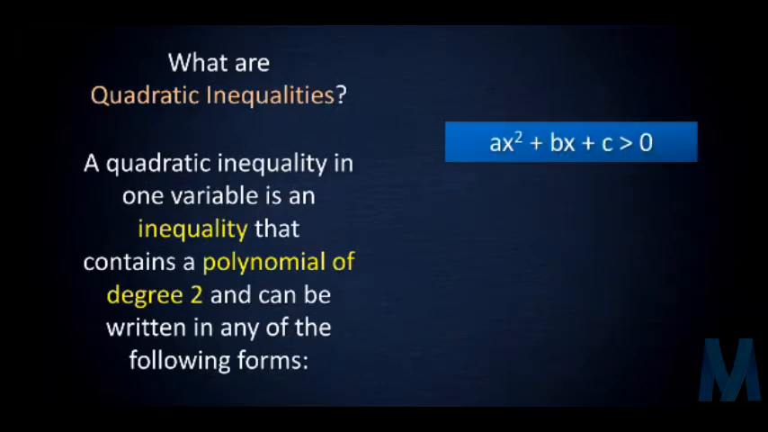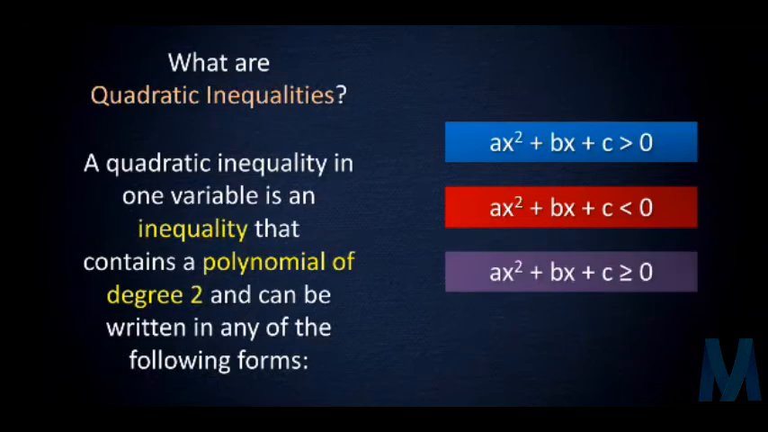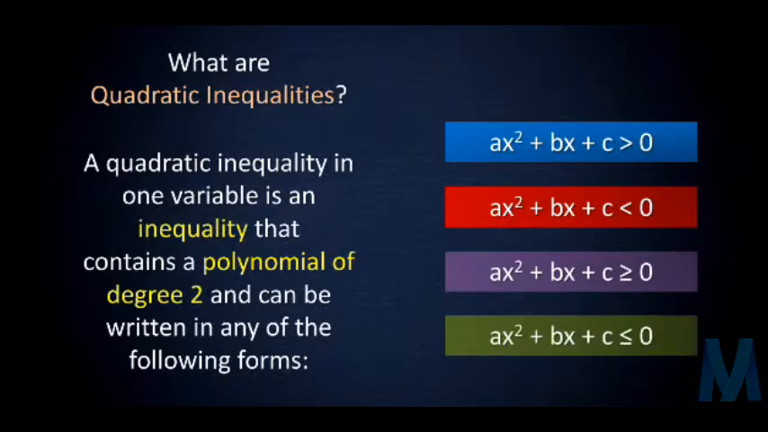So you have ax squared plus bx plus c is greater than 0. Ax squared plus bx plus c is less than 0. Ax squared plus bx plus c is greater than or equal to 0. And ax squared plus bx plus c is less than or equal to 0.